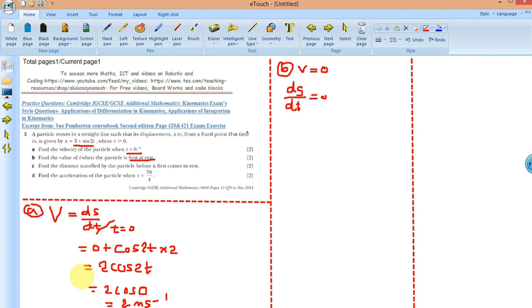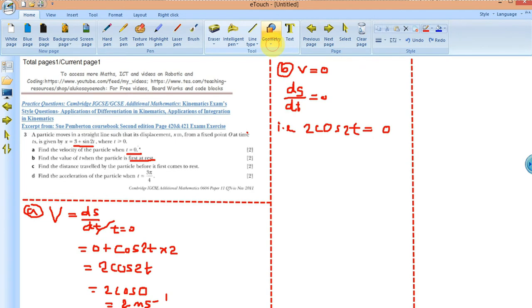So I have my ds/dt here as 2 cos 2t. So that is 2 cos 2t equals 0. Don't forget that at an instant velocity equals 0, and the particle is said to be at rest when velocity equals 0. Okay, so I should equate 2 cos 2t to 0.